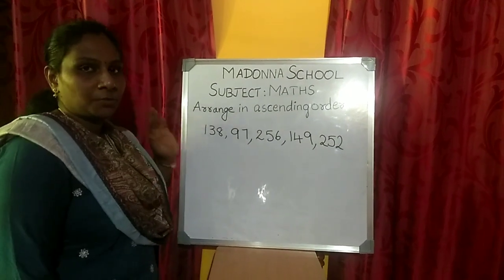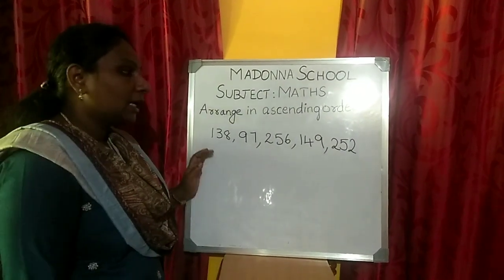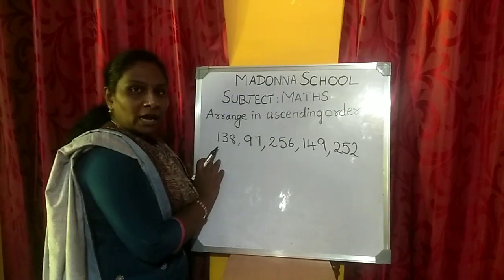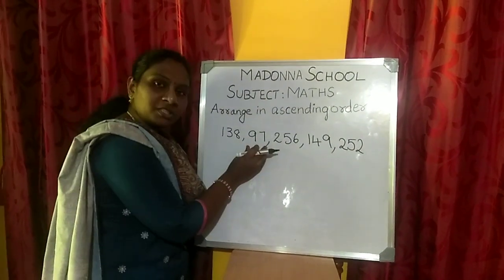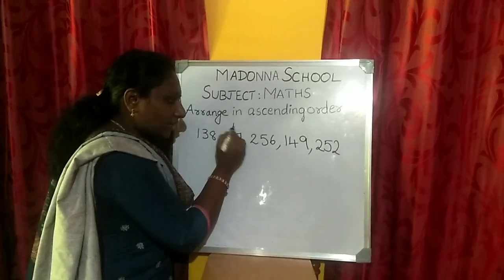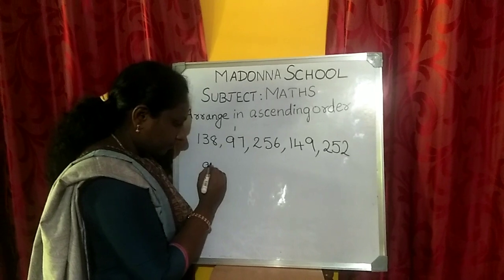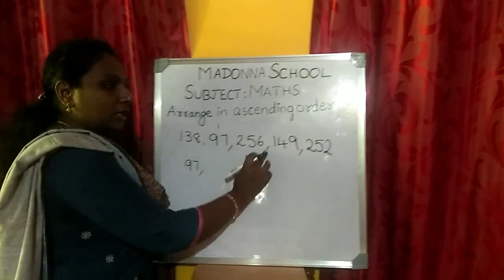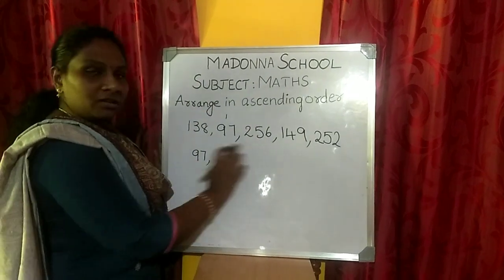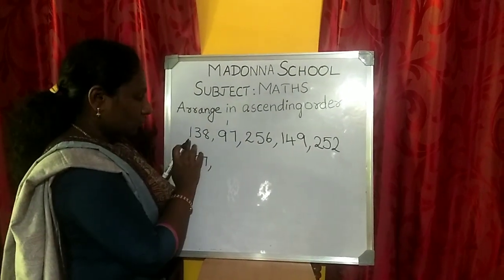Okay. Now we will arrange these numbers in ascending order. What is the first step, children? You have to compare the number of digits. So there is a 2-digit number and all the remaining are 3-digit numbers. A 2-digit number is always smaller than a 3-digit number. So 97 should come first. Okay. Next, all the numbers have 3 digits. So what should you do, children?